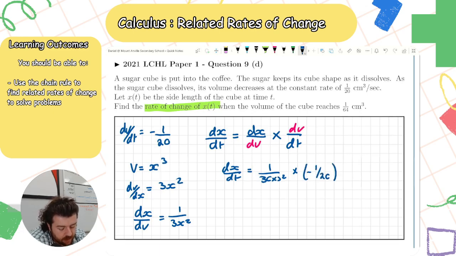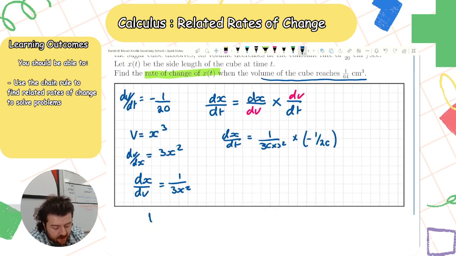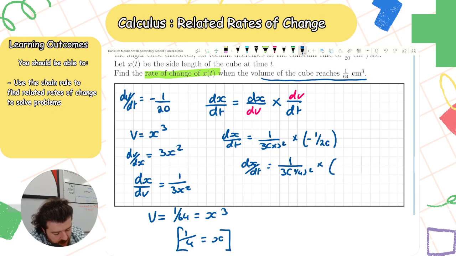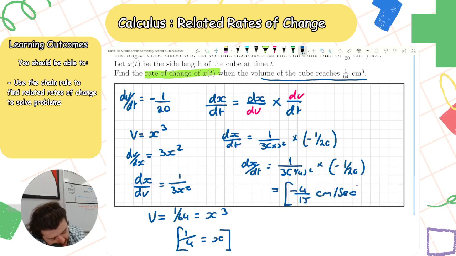And then we're looking for when the volume of the cube reaches 1 over 64, but I have x's here. So volume is equal to 1 over 64, which is equal to x cubed. Cube root both sides, I get a quarter is equal to x. So now sub in x is a quarter, dx/dt equals 1 over 3 times a quarter squared times minus 1 over 20. That will be equal to, if you put it in your calculator, minus 4 over 15 centimeters per second.